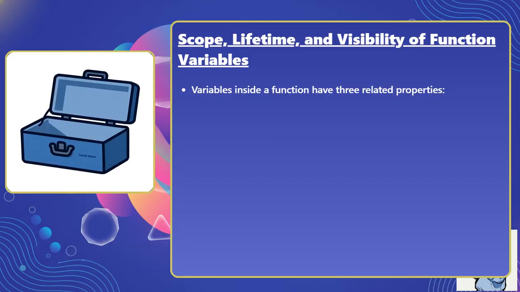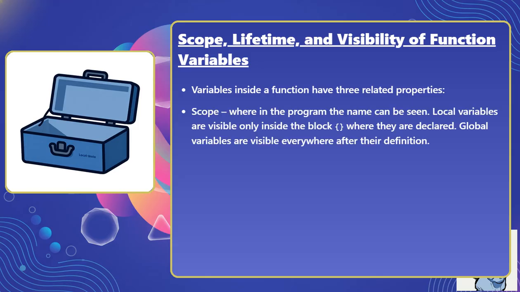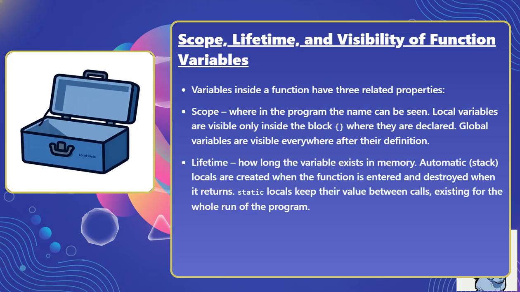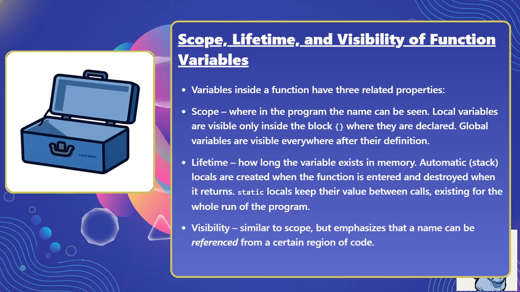Variables inside a function have 3 related properties. Scope: where in the program the name can be seen. Local variables are visible only inside the block braces where they are declared. Global variables are visible everywhere after their definition. Lifetime: how long the variable exists in memory. Automatic stack locals are created when the function is entered and destroyed when it returns. Static locals keep their value between calls, existing for the whole run of the program. Visibility: similar to scope, but emphasizes that a name can be referenced from a certain region of code.